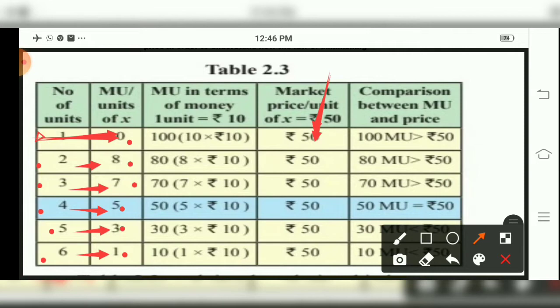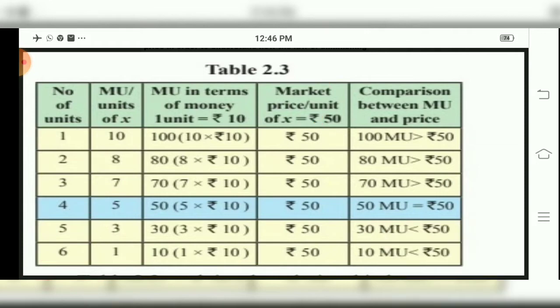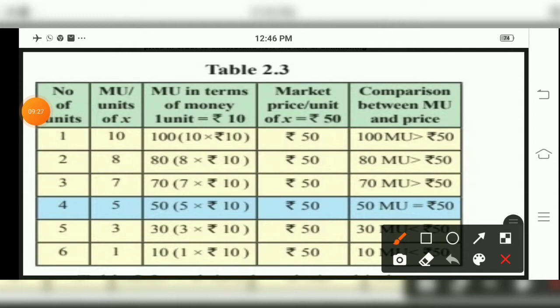Now, while studying the relationship between marginal utility and price, we have to convert this marginal utility of X into money. So the third column is marginal utility of money, where 1 unit is equal to rupees 10. Marginal utility we already know is 10, multiplied by rupees 10.